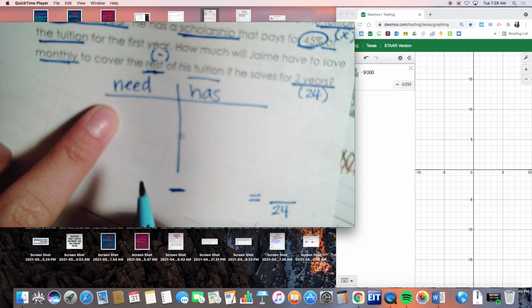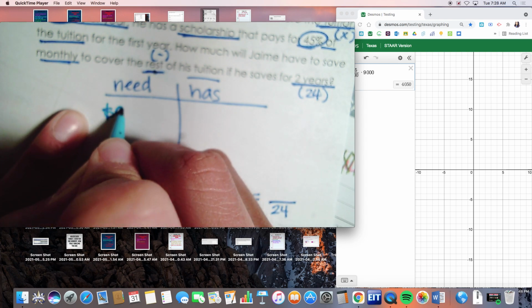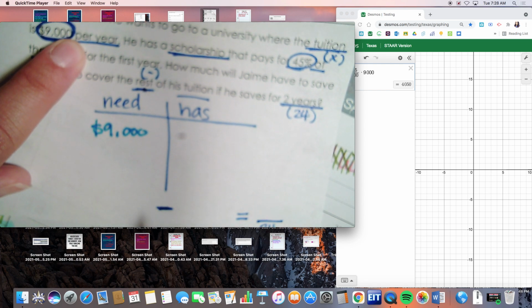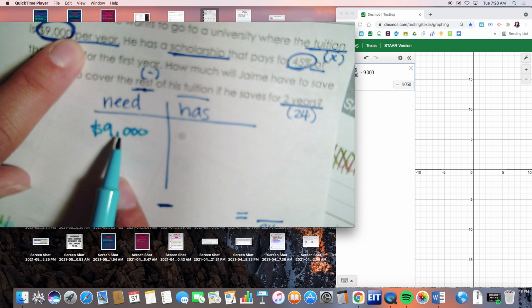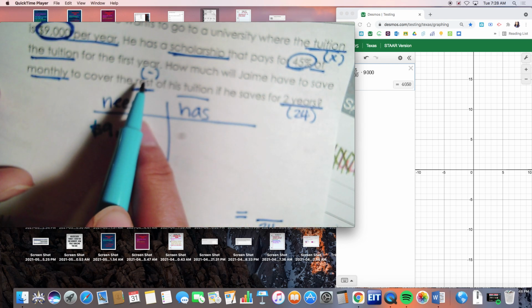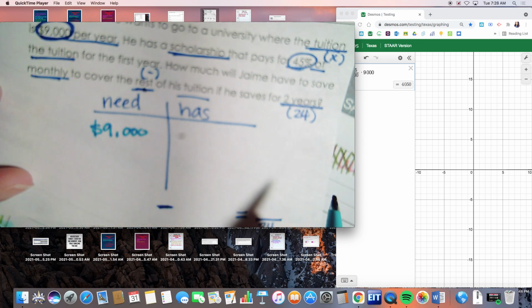We know that he needs 9,000 for 1 year. If they said for 2 years, then we needed to multiply this. If they said for 3 years, then we needed to also multiply it. But in this case, they just want to know how much for the first year, okay?